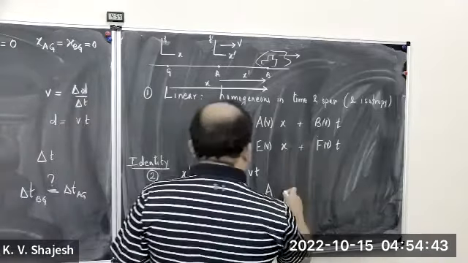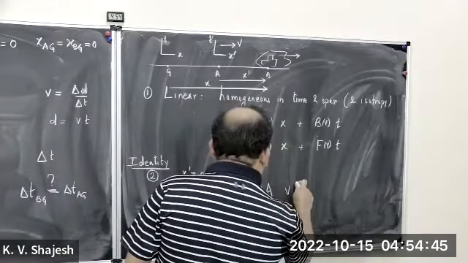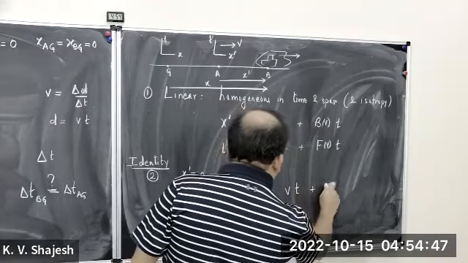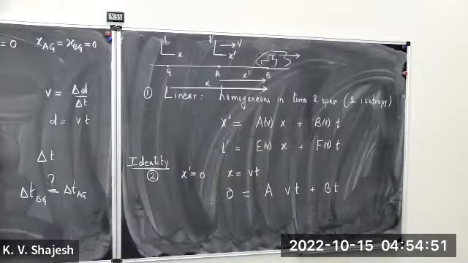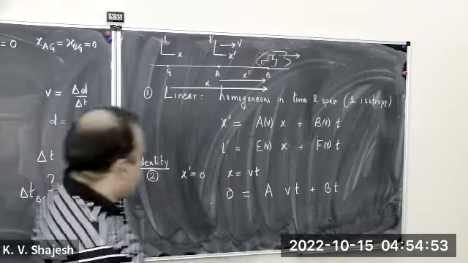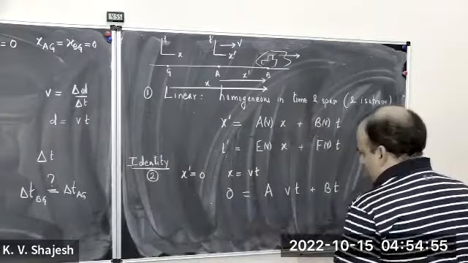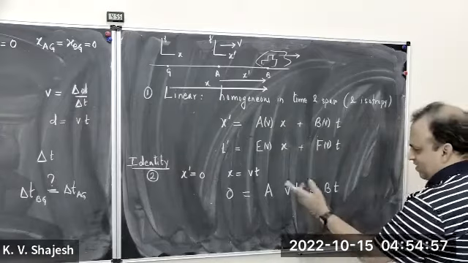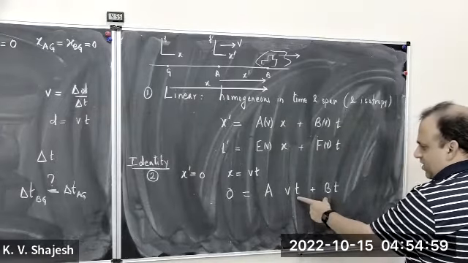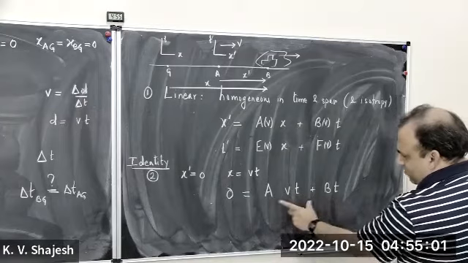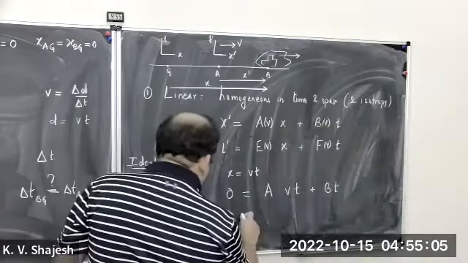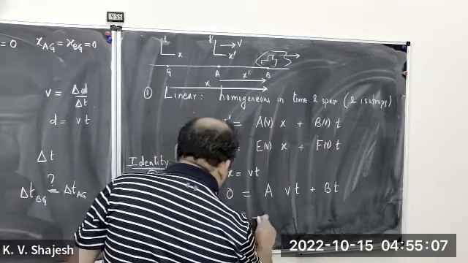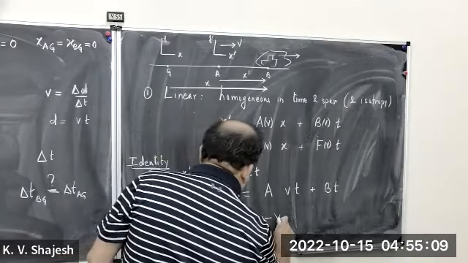So this is X is VT and plus B times T. And this, if it has to be 0, either T has to be always 0, which is not a very convenient solution. So then we have A times V is equal to B. So I get B is equal to minus V times A.